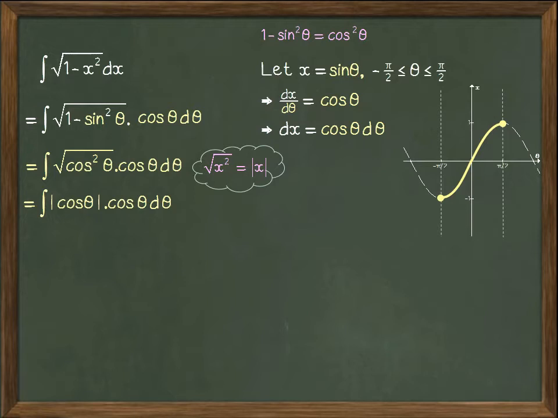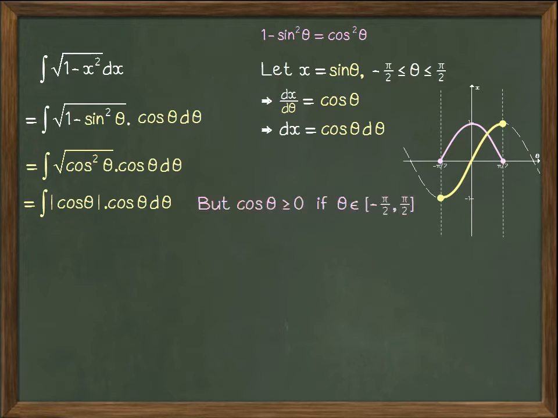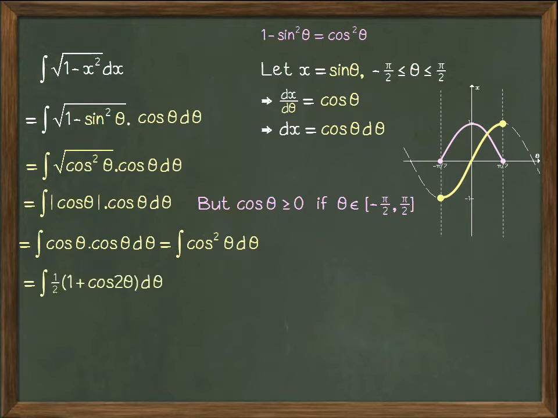However, remember that we restricted theta to the interval minus pi over 2 to pi over 2, and we know that on this interval, cosine theta is never negative, and therefore on this interval, the absolute value of cos theta is going to become just cos theta, and my integral will simplify to the integral of cosine squared theta d theta. To integrate cosine squared theta, I need to apply the power reducing formula, half times 1 plus cosine 2 theta. And now finally we're ready to integrate.